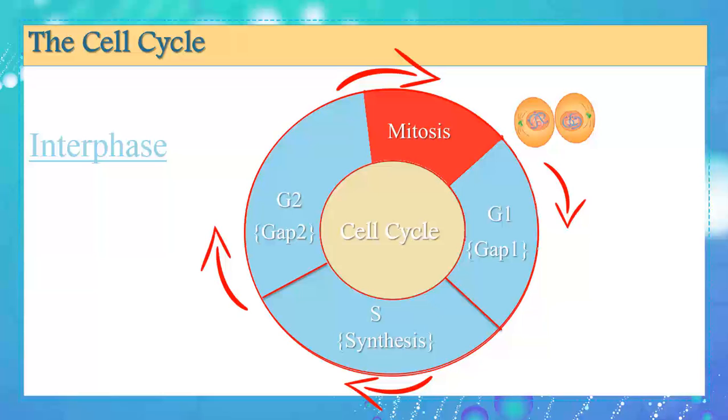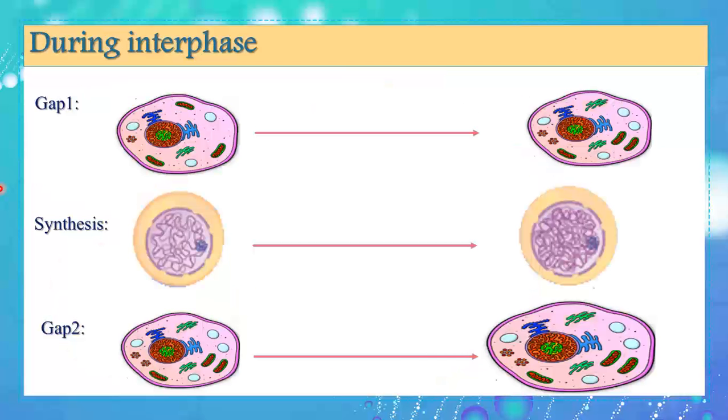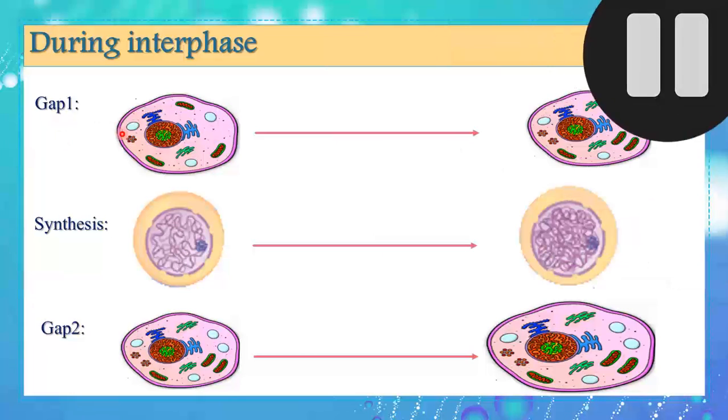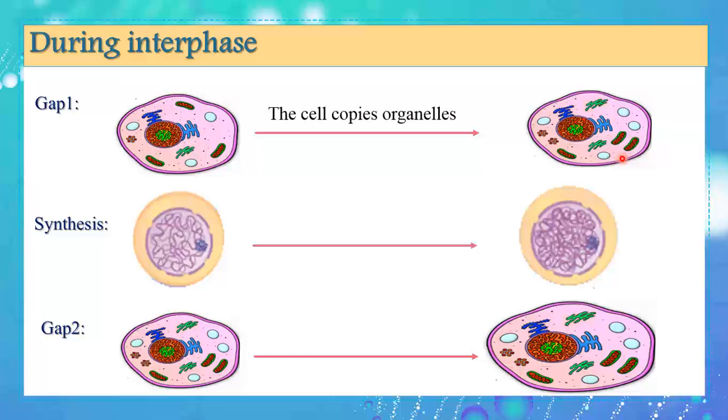Now let's concentrate on interphase, where this cell prepares itself for division. How and what's happening in each step of interphase? To find the importance of each step, I must ask for your help. Pause the video and compare each cell before and after each step, gap 1, synthesis, and gap 2. What do you notice? After comparing the steps, you can find that during gap 1, every organelle is duplicated. For example, the vacuole here becomes 2, the mitochondria here becomes 2 also, and every organelle is being duplicated. So in gap 1, the cell copies organelles.